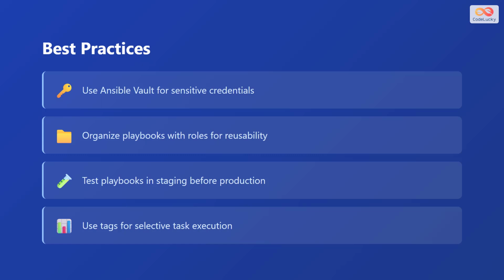Let's cover some important best practices when using Ansible for cloud automation. First, always use Ansible Vault to encrypt sensitive credentials like API keys and passwords. Never store them in plain text. Second, organize your playbooks using roles to promote code reusability and maintainability across different projects. Third, always test your playbooks in a staging or development environment before running them in production to avoid unexpected issues. Finally, use tags to enable selective task execution, allowing you to run only specific parts of a playbook when needed, which saves time and reduces risk during updates.